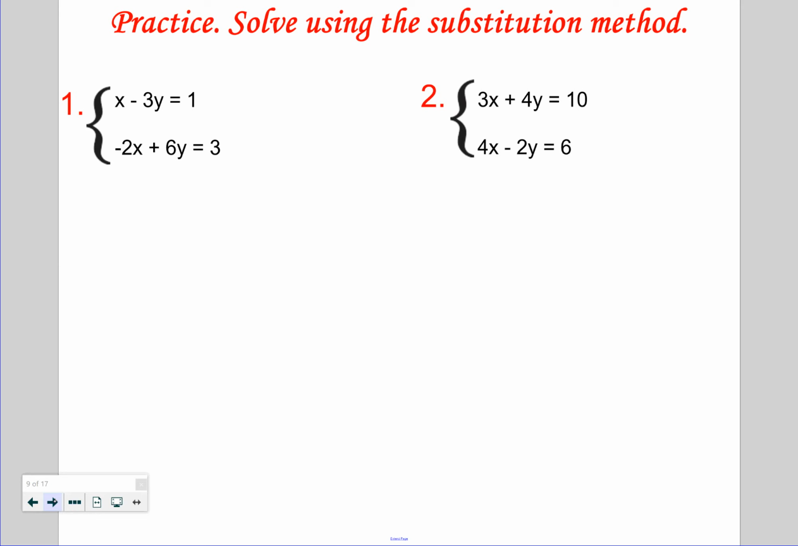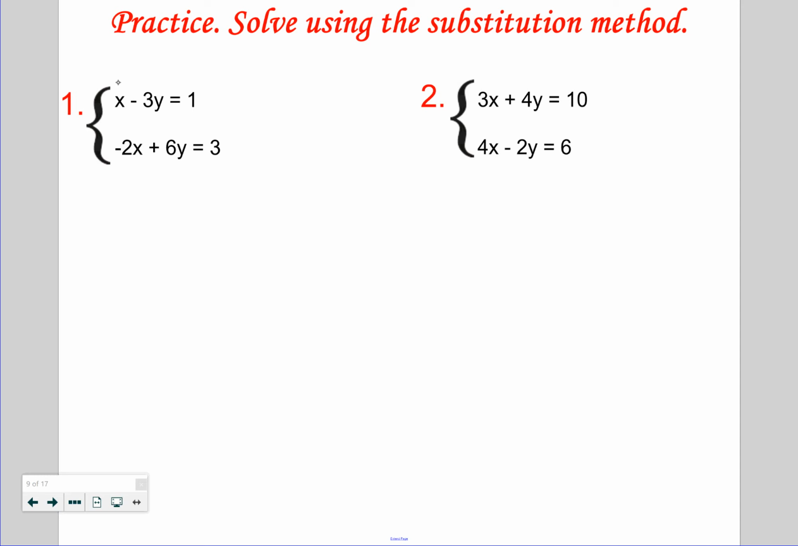Here are 2 problems for you to try. Just like the other problems, you do have a choice at the beginning about what variable to get alone. So I'm going to tell you right now which variable I would get alone. That way when you check your answers in a few minutes, your work will follow along with mine. But if you want to try it a different way, you're welcome to do that as well.